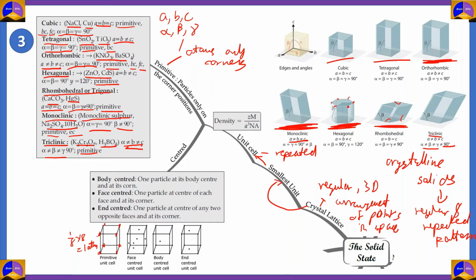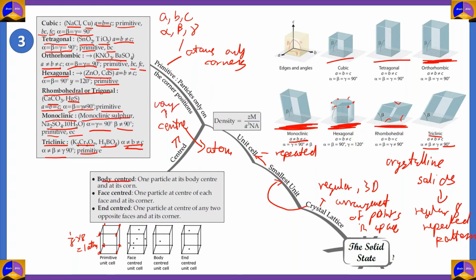These shapes are all applicable for primitive. Some of these may be applicable for end-centered, body-centered, face-centered, etc. But what are centered unit cells? Centered unit cells means that they have a center which is occupied by an atom. This center may vary, as we can see.